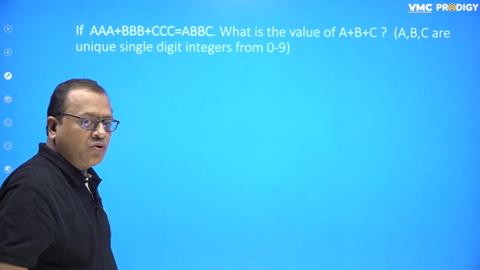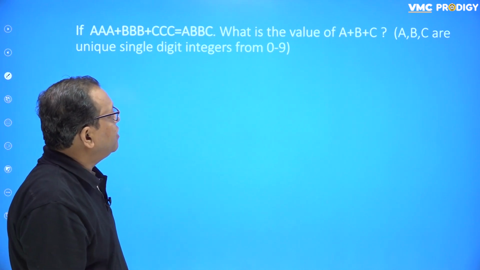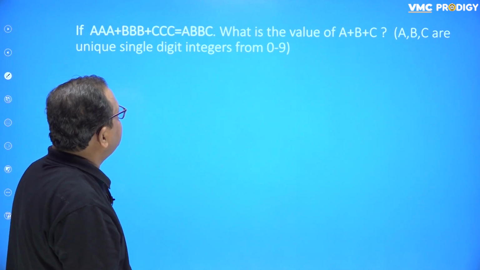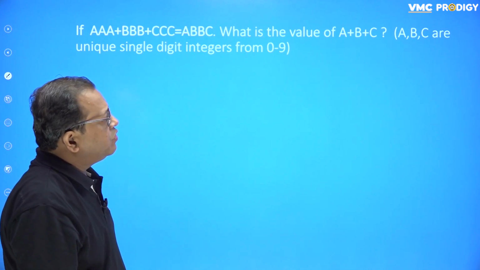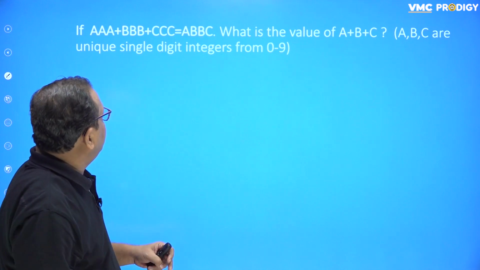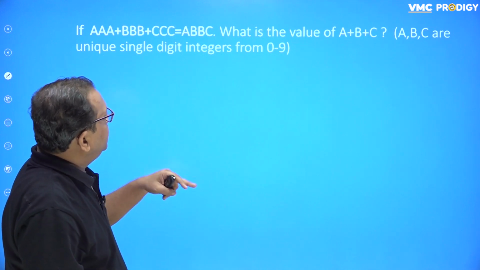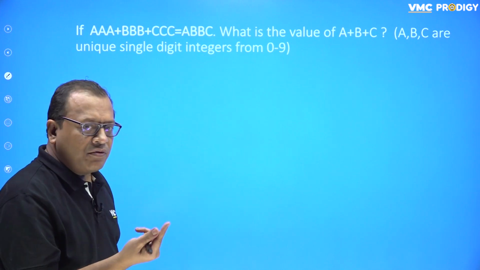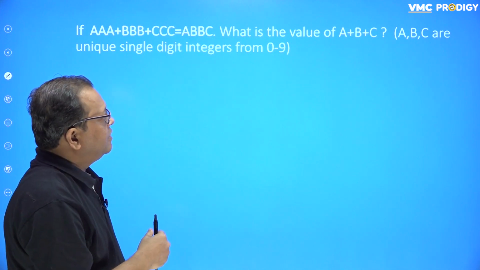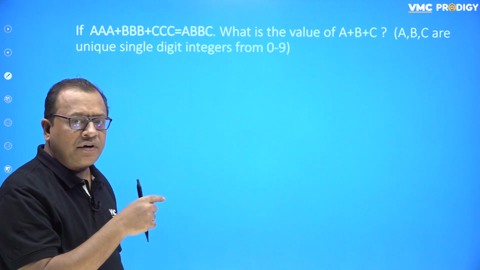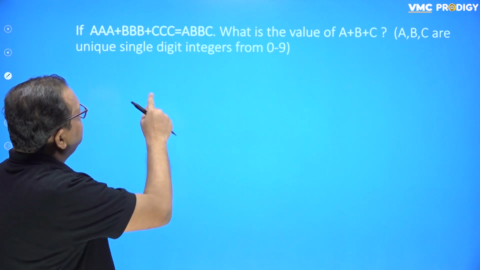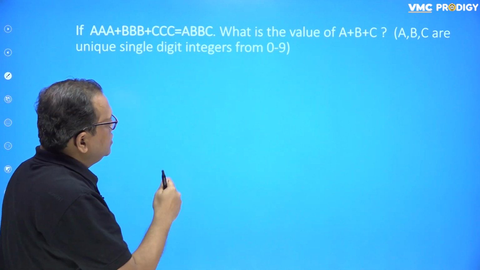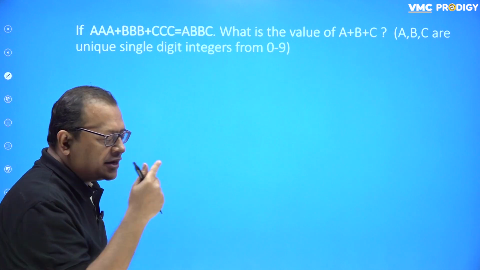This is also one of the very good questions which I found out. The question says that if AAA plus BBB plus CCC is ABBC, what is the value of A plus B plus C? Now remember that A, B, C are all distinct single digit integers from 0 to 9. How will we solve these kind of questions? We had a question before, the 5 alpha 9 kind of question, where we do not know the values of A, B and C, but we have to find out. This is what I was trying to say when I started the lecture.